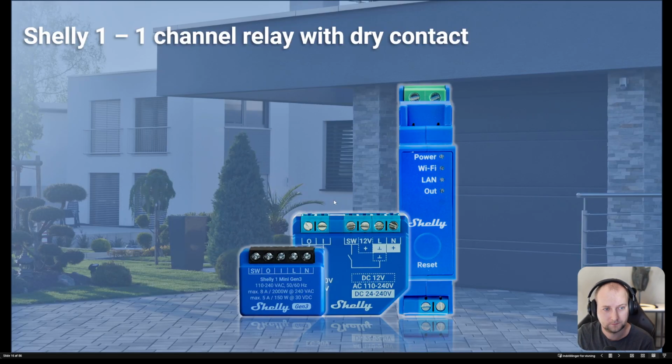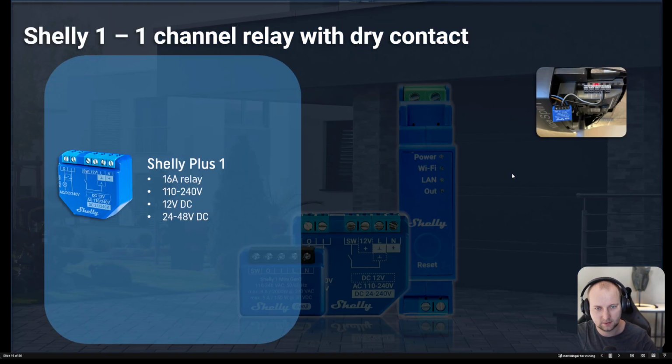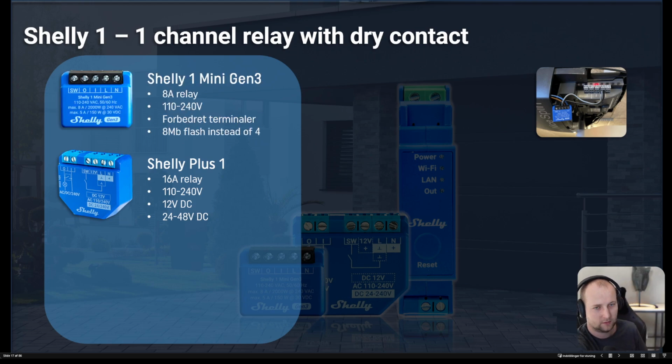All right. Then we have the blue devices, Shelly 1. There's no PM in the naming here. PM devices have power metering. Non-PM devices typically have dry contacts. This is the reason why the blue devices all have dry contacts. So again, we have the Plus 1, this blue one here. We have the Mini version of that device here.